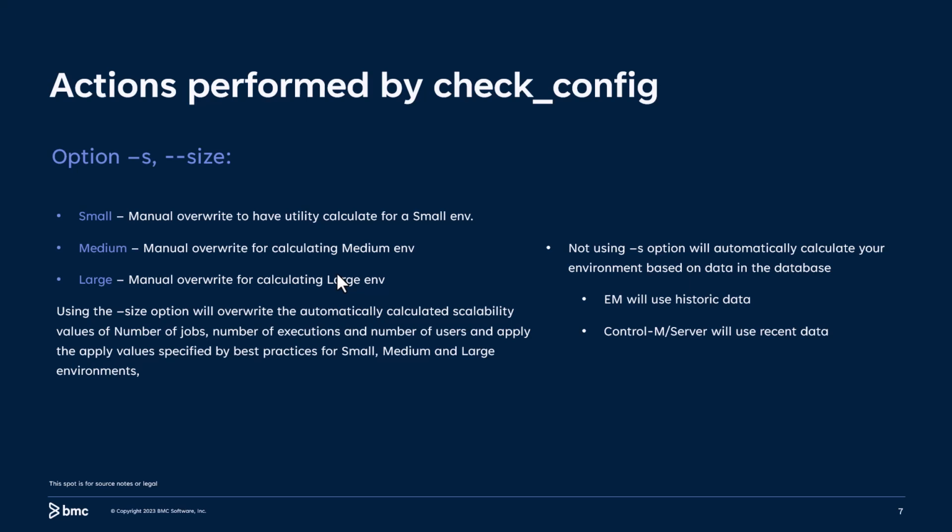Since Control M Server does not store historical data like EM, it's recommended to run a peak usage report for the last 365 days to retrieve the maximum active and maximum execution counts. Once you identify these counts from the report and compare them to the KA, you can now manually run the utility with the -S option for Control M Server and specify the appropriate size.